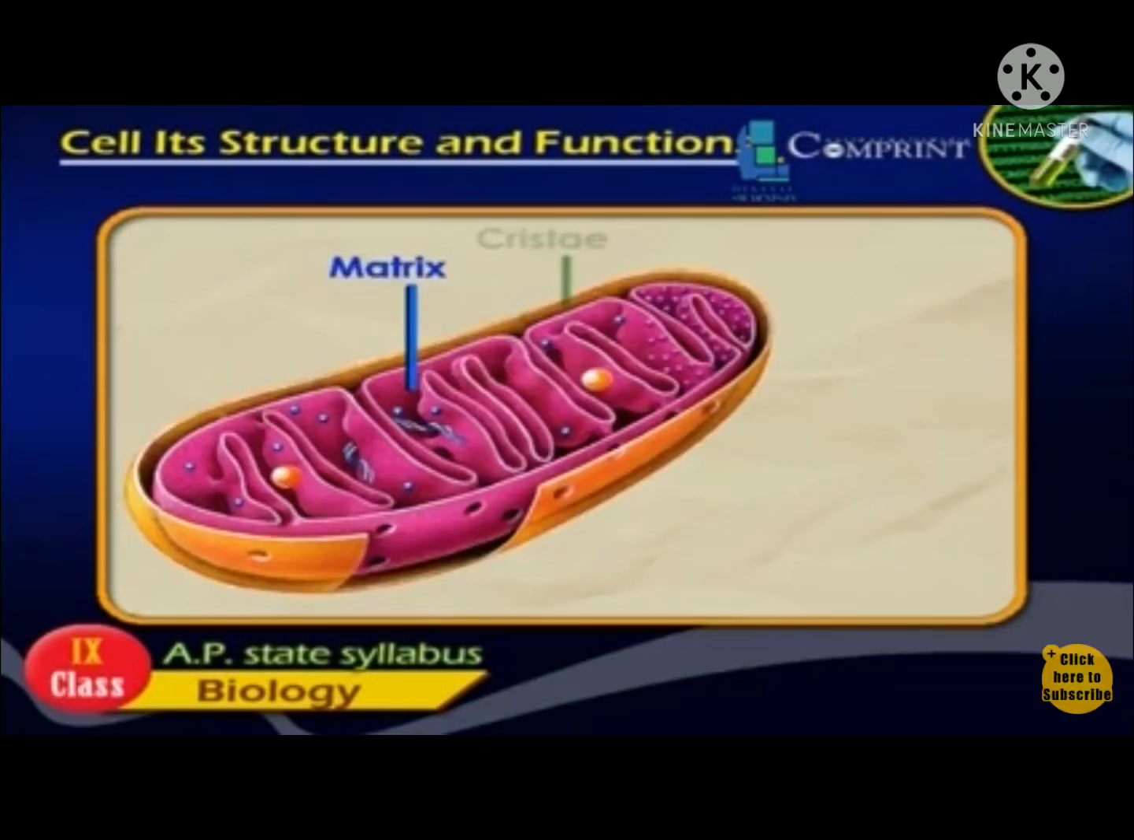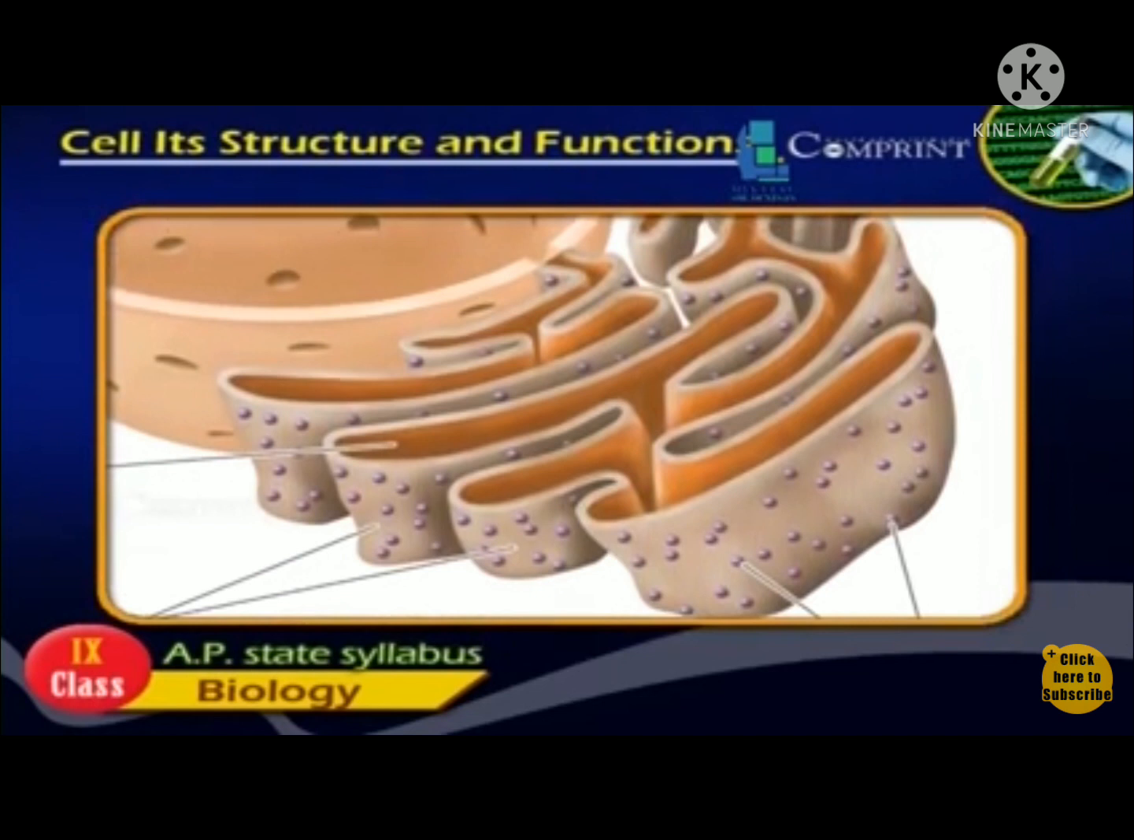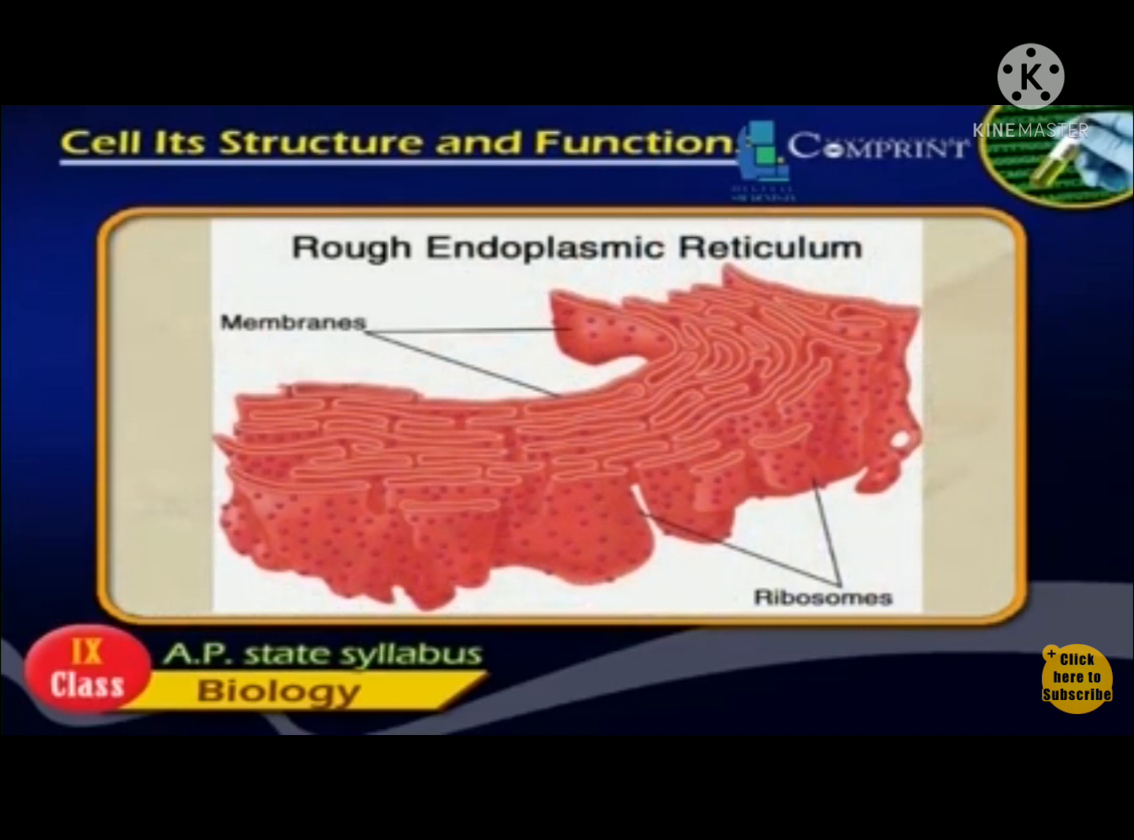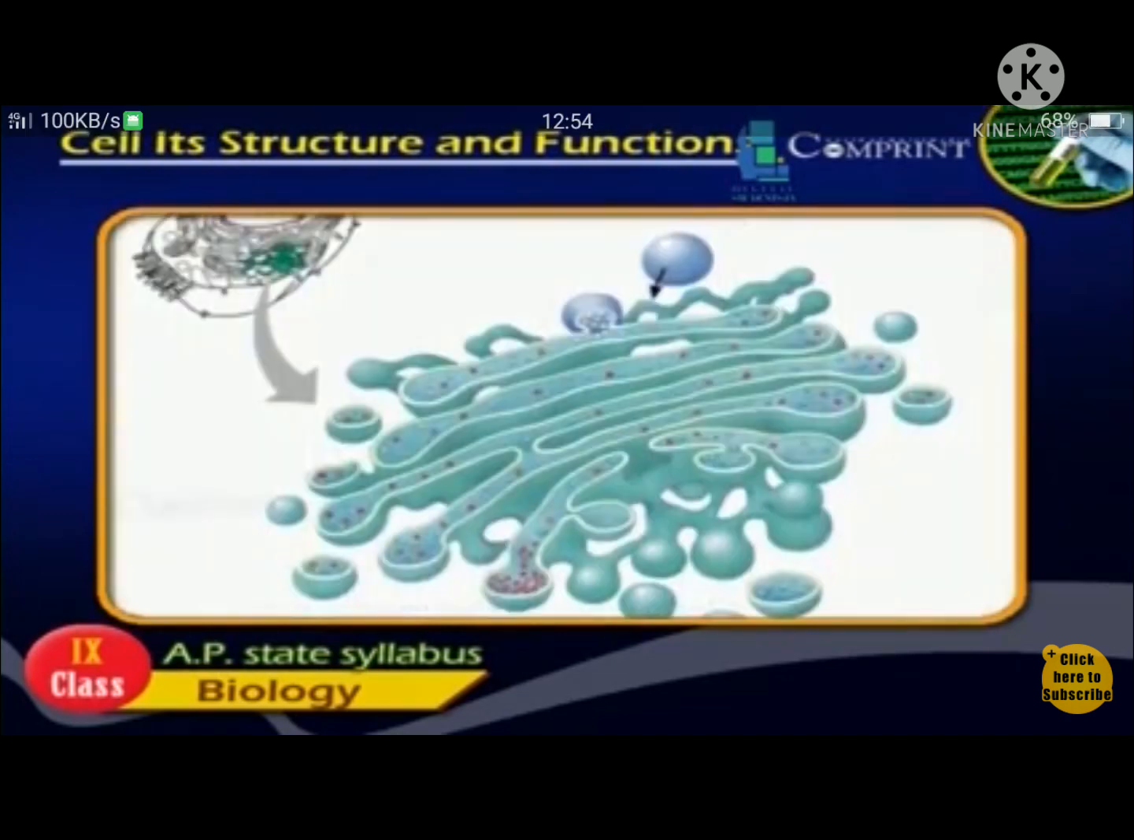Cell organelles are important because they carry out very crucial functions in cells. Some of the cell organelles are mitochondria, plastids, ribosomes, endoplasmic reticulum, Golgi apparatus, lysosomes, vacuoles.